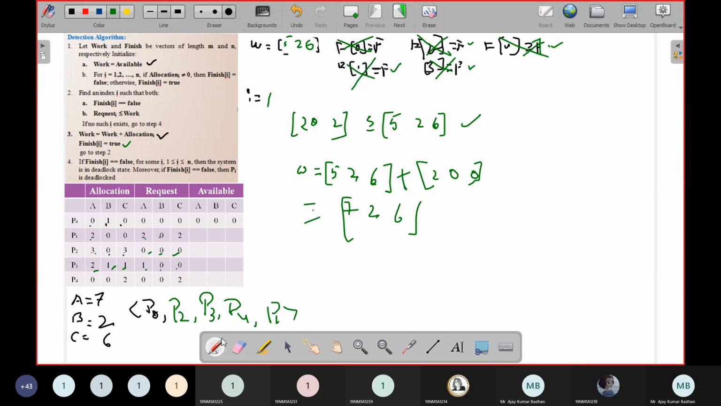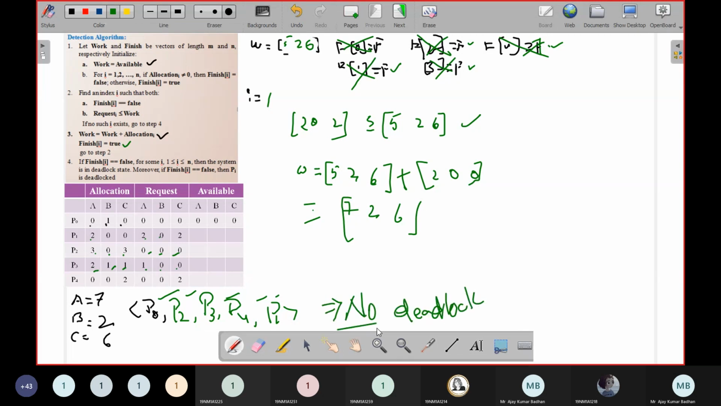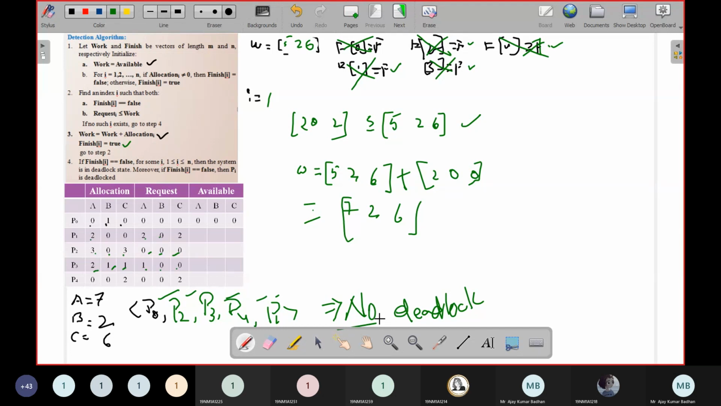Now, if you see here, you got a sequence where all the processes have successfully executed. There is no deadlock in this particular situation. I think you are getting it, right? This is the way we have to apply this particular algorithm. Same like your deadlock avoidance, we have applied it. So no deadlock situation has come up.